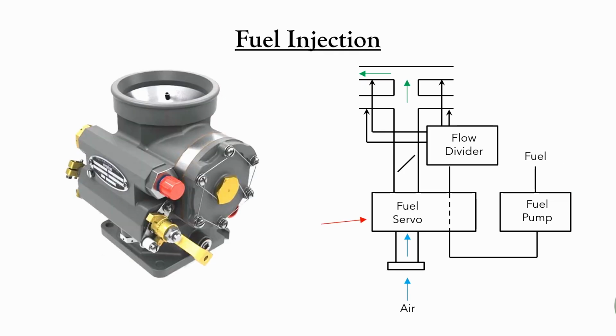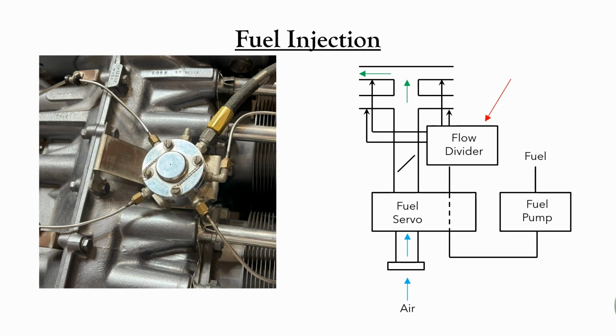A fuel servo controls the flow rate. Like a carburetor, the flow rate is almost proportional to volume flow rate of air, but not proportional to density. Therefore, the mixture ratio won't change when you change the throttle setting, but it does change when your altitude changes. A flow divider distributes the flow to all of the different cylinders.